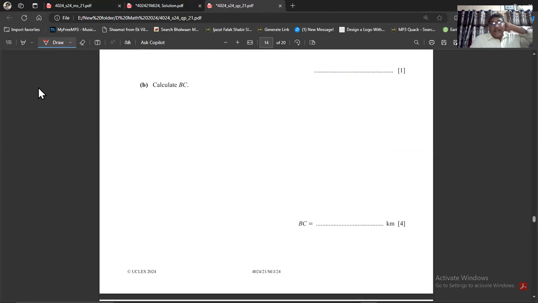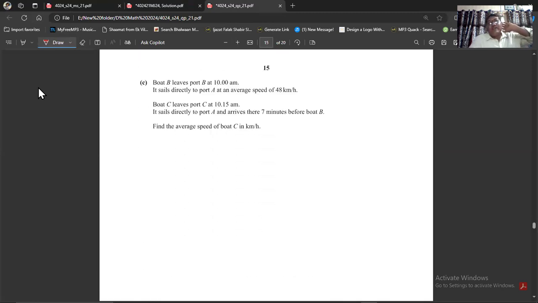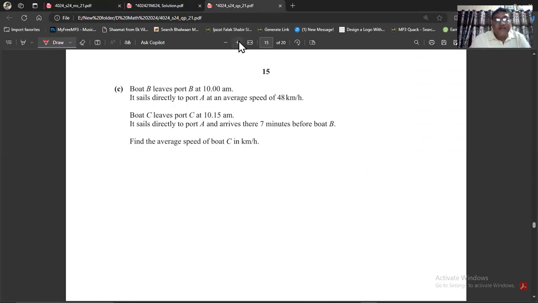So this was question number 9 and its B part. Then we have question number 9 and its C part. He says the boat B leaves the port B at 10 a.m. It sails directly to the port A at an average speed of 48 km per hour. Boat C leaves the port C at 10:15 a.m. It sails directly to the port A and arrives there 7 minutes before the boat B. Find the average speed of the boat C in kilometer per hour.